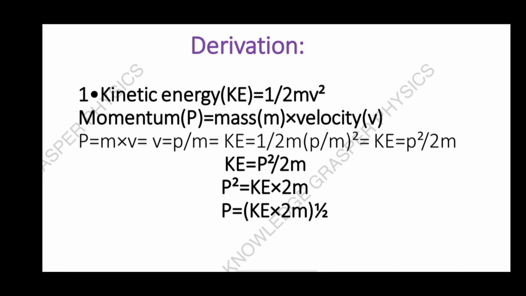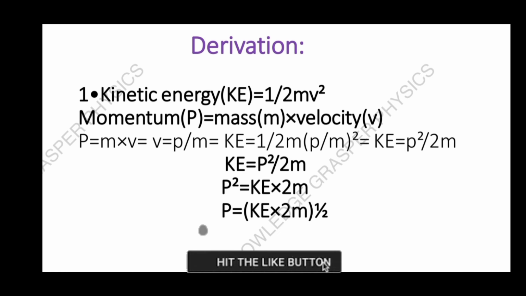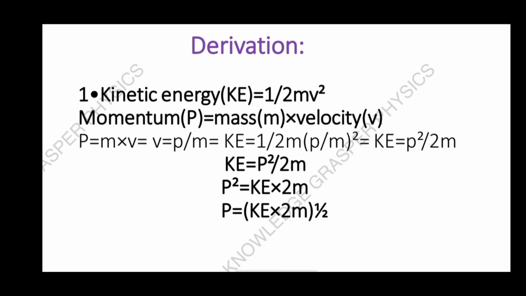We all know that the formula of kinetic energy is half mv square. So instead of v, we substitute momentum by mass. We get the final answer as kinetic energy equals p square by 2m. So we can also write it as p square equals KE into 2 mass, or momentum equals under root KE into 2 mass.